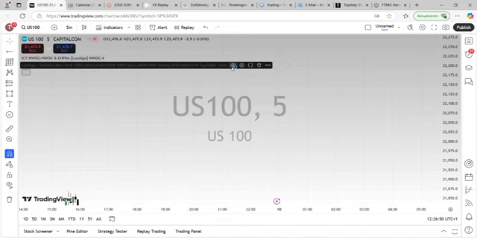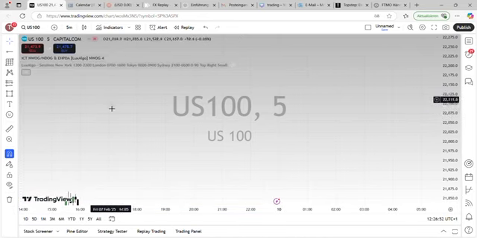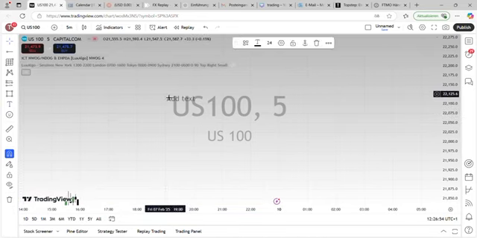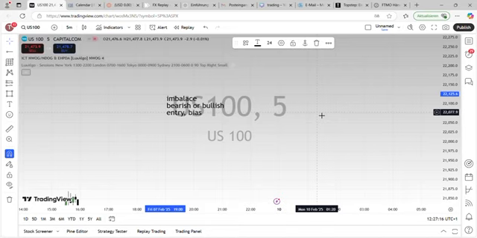So first of all, what is a fair value gap? A fair value gap is an imbalance in the market. We can have bearish or bullish fair value gaps, and I use this for entry or for my bias.